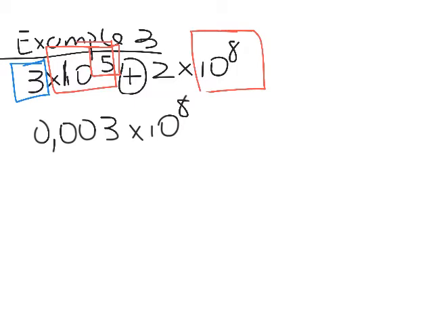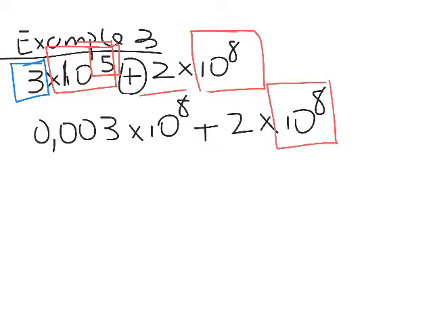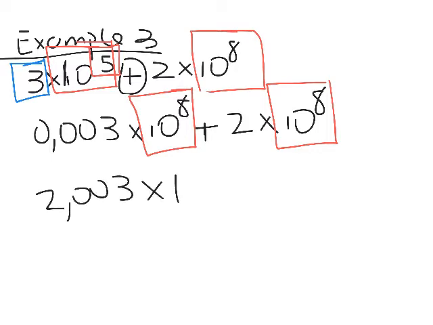And we still have our plus. We'll carry on with 2 times 10 to the power 8. It's really easy now in this case. What we've been able to do is get those to be the same. That means now we're in the all clear to add these two. So that means we will have 2003 times 10 to the power 8. That's our final answer.